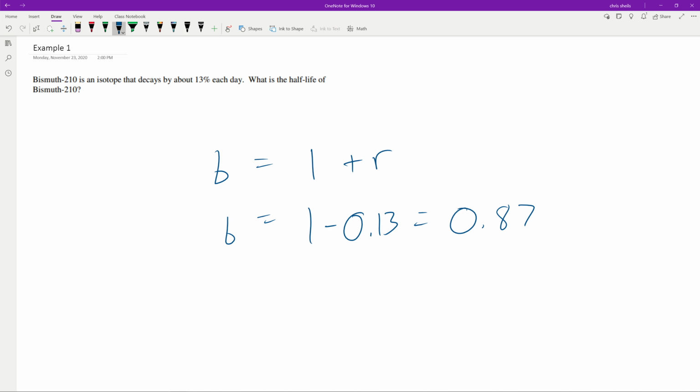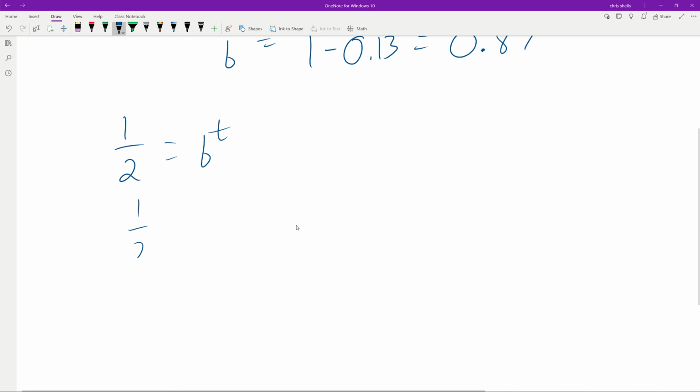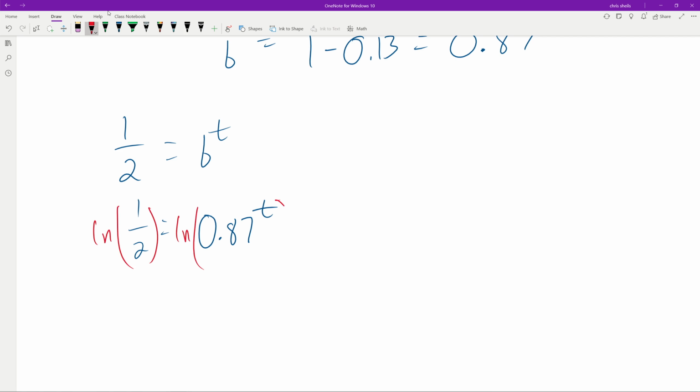So b is 0.87. Now I know that 1/2 equals b to the t power, right? This is my half-life equation. This means that 1/2 equals 0.87 to the t power. Whenever I solve for t, I will have found how long it takes for only half of the substance to remain. So here we have to take a logarithm of both sides. Let's try the natural logarithm. It's my favorite. You can use any logarithm that you like.